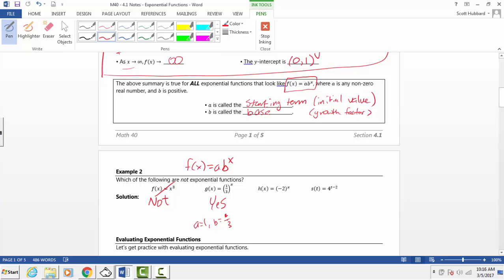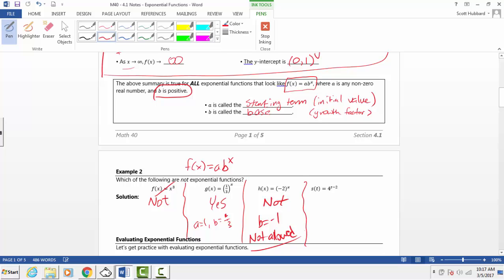This one is not, because b is -1, which is not allowed. We have to have b being positive, and that is not positive, so it's not allowed.